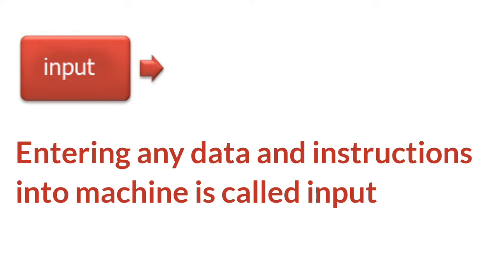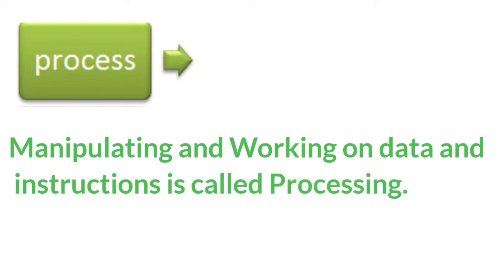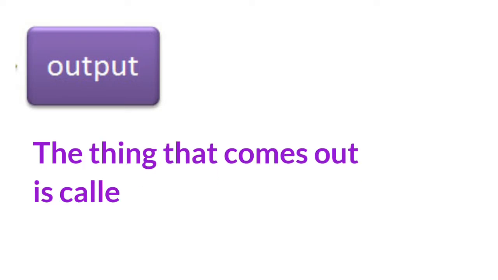Input. Entering any data and instructions into the machine is called input. Process. Manipulating and working on data and instructions is called processing. Output. The things that come out is called output.